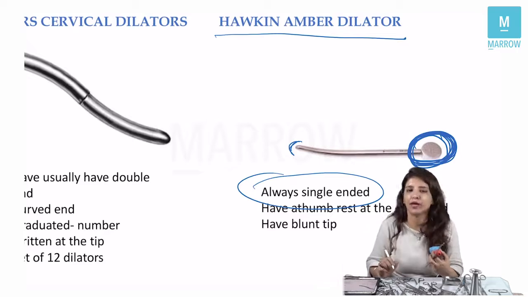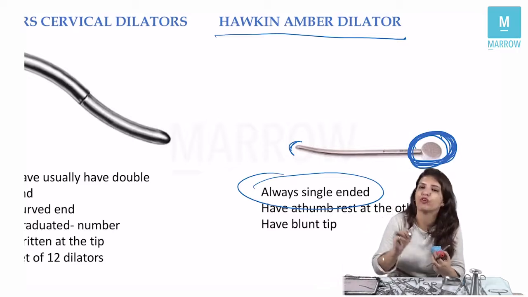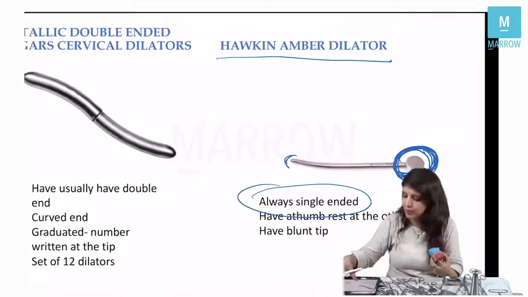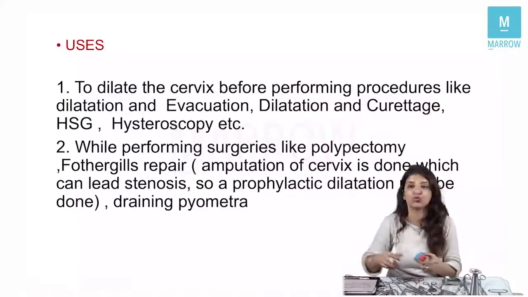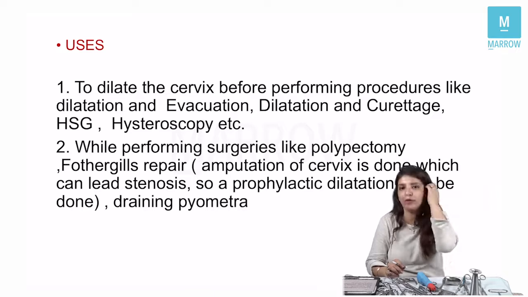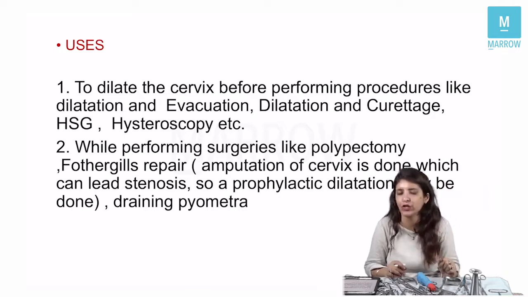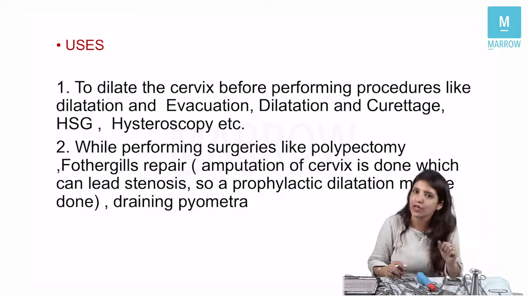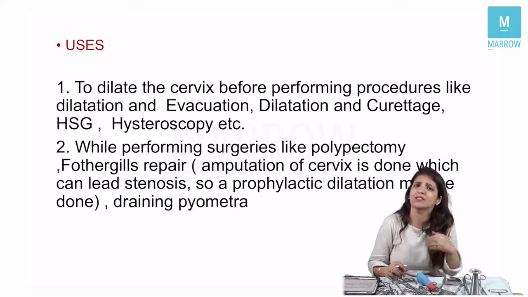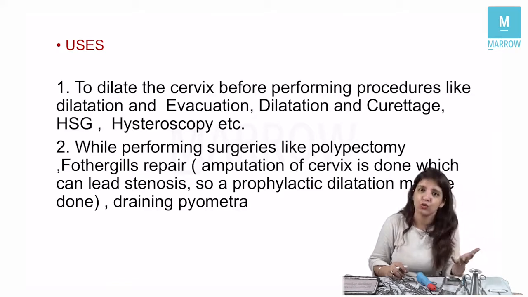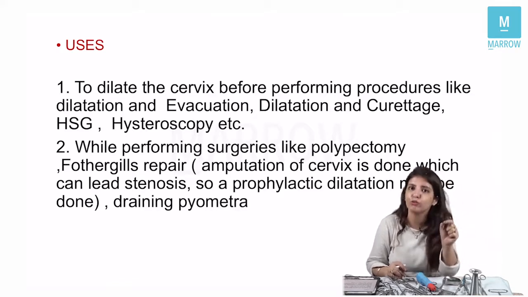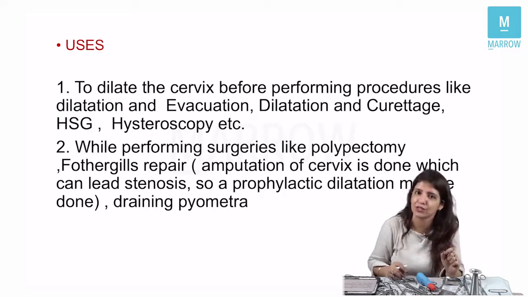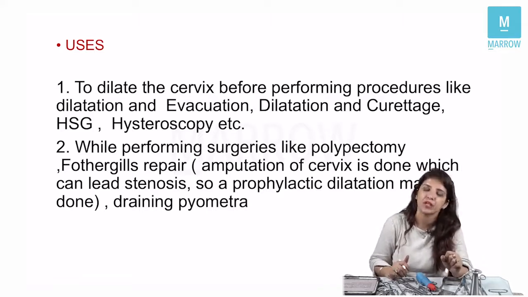Right? So you will have a thumb rest, which you won't have in the case of Hagar's dilator. The purpose of these dilators is to dilate the cervix before performing procedures like dilatation and evacuation, or suction and evacuation, or before you insert any other instrument. During HSG you have to put an HSG cannula, so before you put it, you will have to dilate the cervix. Or before you do hysteroscopy, before you put a hysteroscope, again you will have to dilate the cervix.